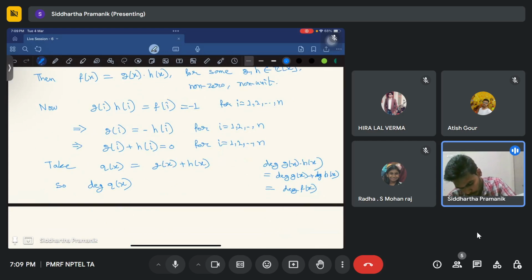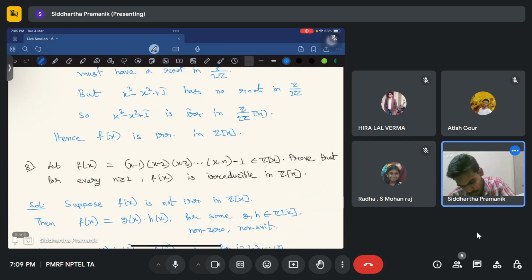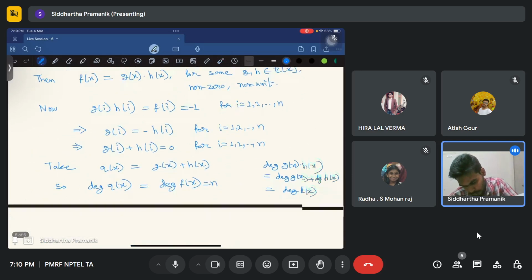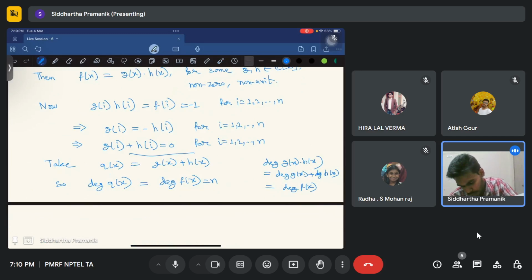So degree of Q(x) is equal to degree of F(x), right? And it is basically n, because you have here n terms. But we have n roots. So we cannot conclude it from here.